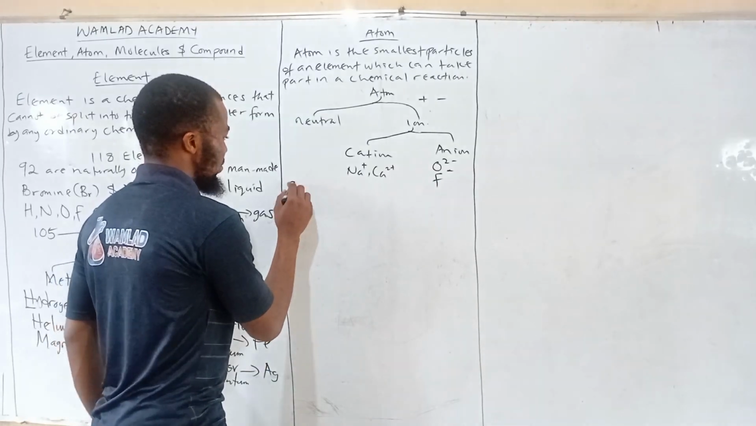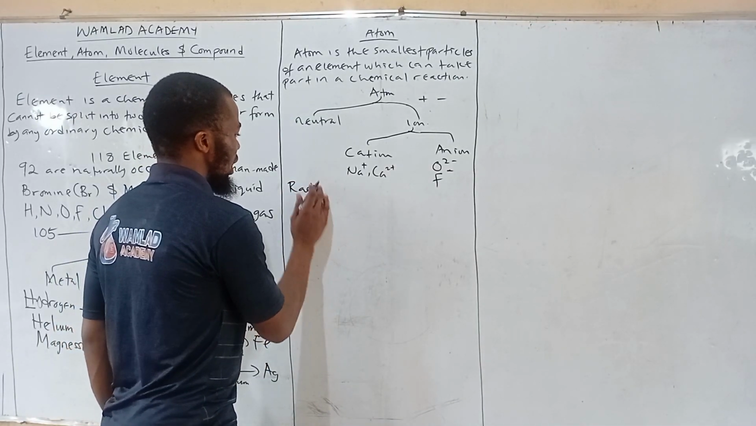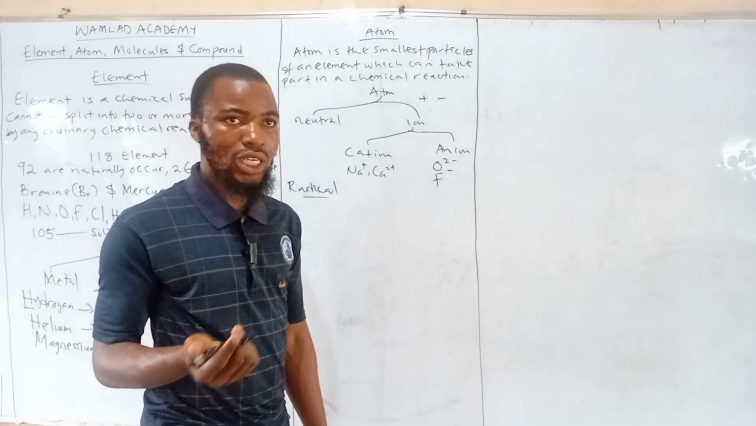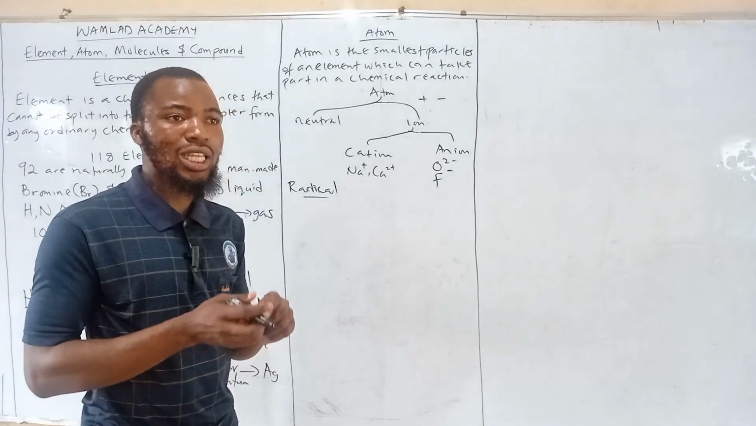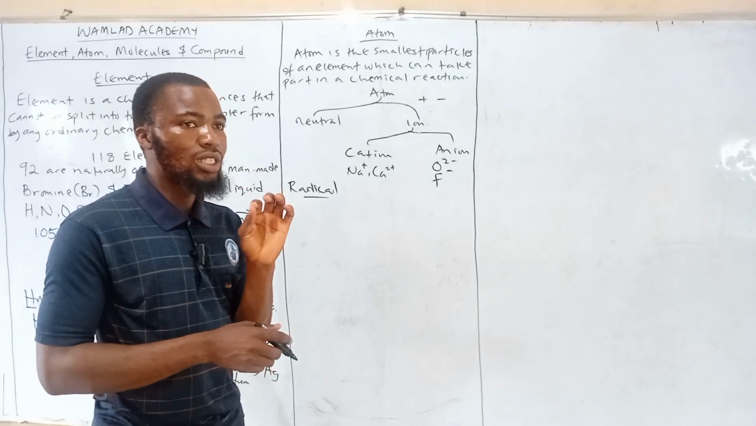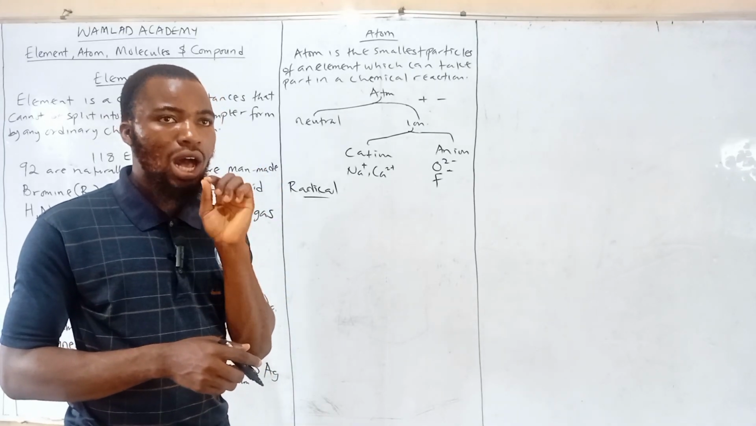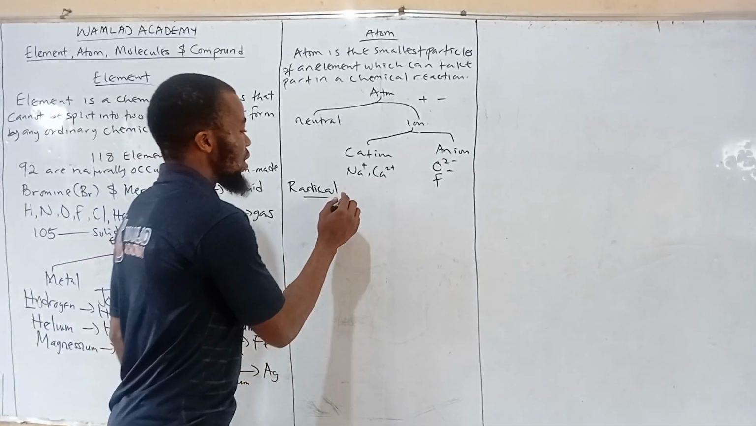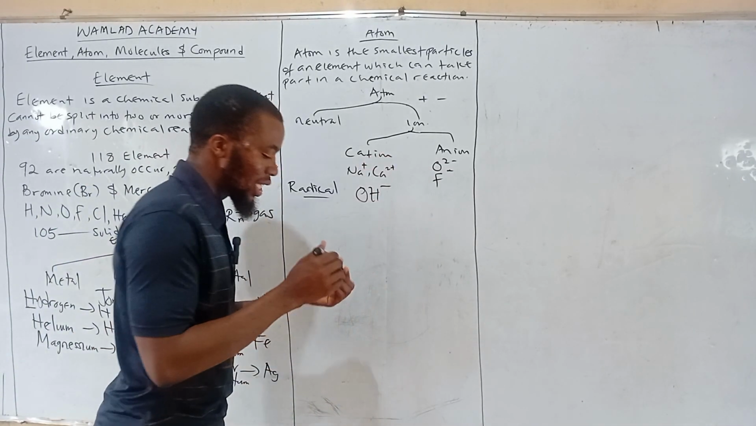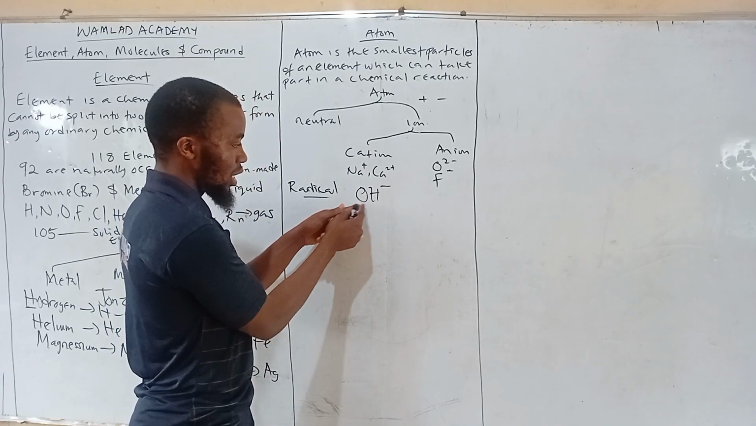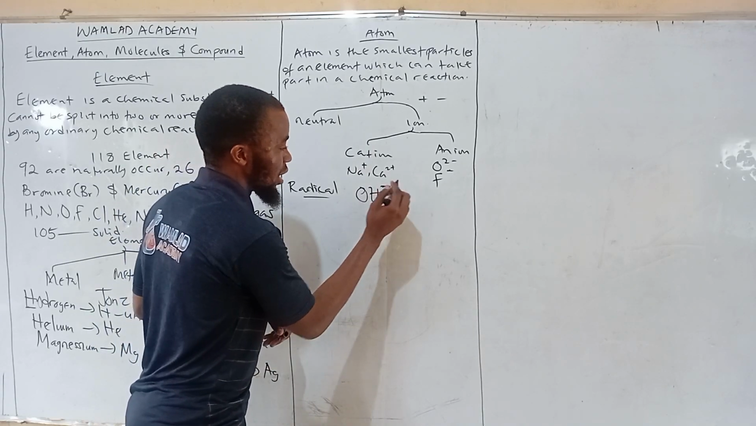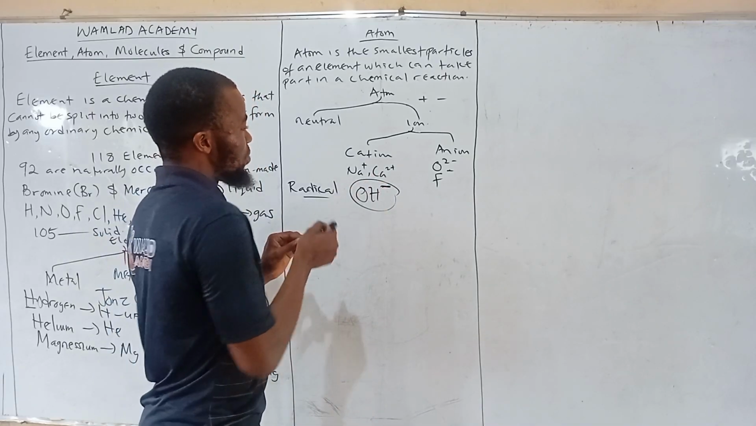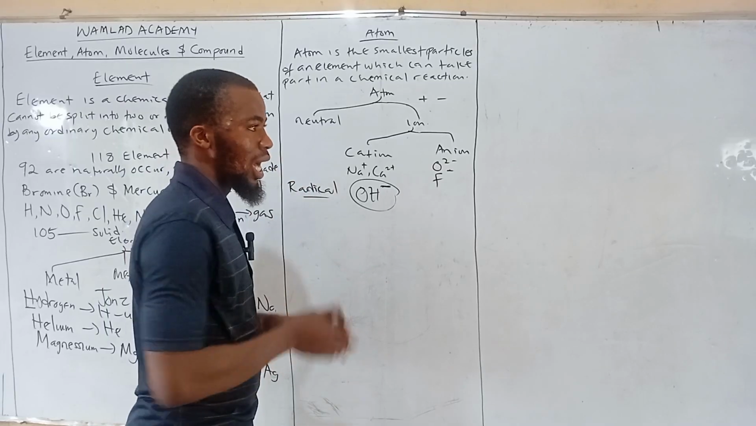There are some cases where we have what we call a radical. What do you mean by radical? Radicals also carry charges, positive or negative. Radicals are two or more atoms that behave like a single entity. For example, OH minus has two elements, oxygen and hydrogen. Can I say this one is an ion? No, this one is a radical, because you have two elements here. If you have only one element, that's when you have an ion.